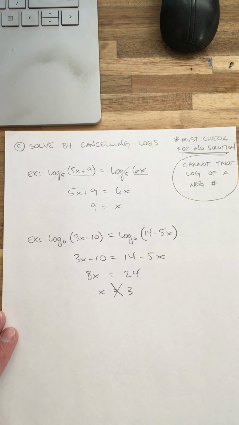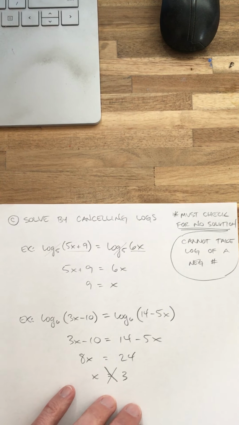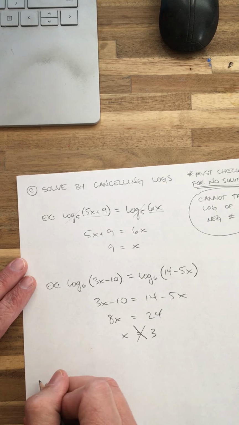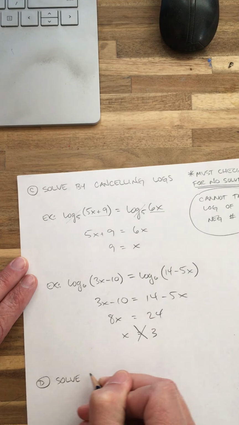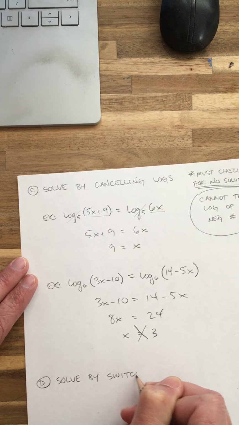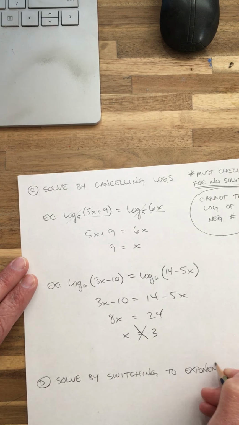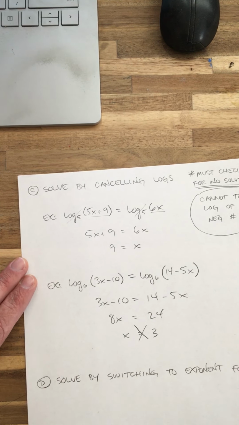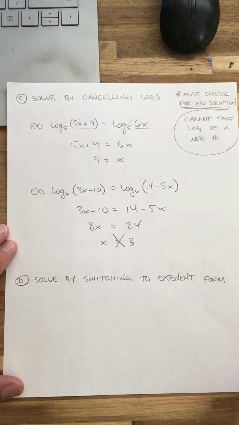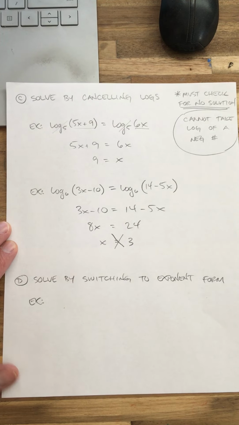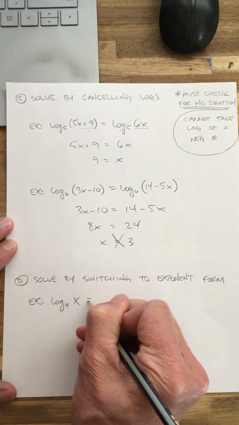Okay. Let's do part D. All right, let's see if I have room here. Yeah, I have room here for part D. We're going to solve by switching to exponent form. And here we go. Let's do a first example. We have the log base 4 of x is equal to -1.